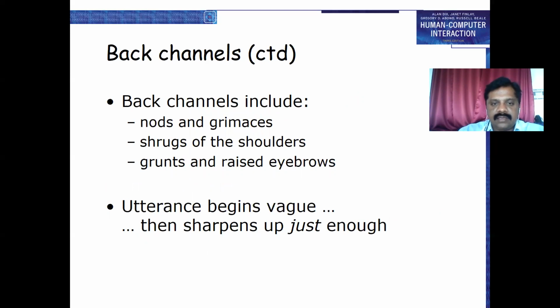The back channel includes nods and grimaces, shrugs of the shoulders, grunts and raised eyebrows. In video conferencing and so on, we can see these kinds of back channel responses. An utterance begins with 'wow' and then speeds up just enough.